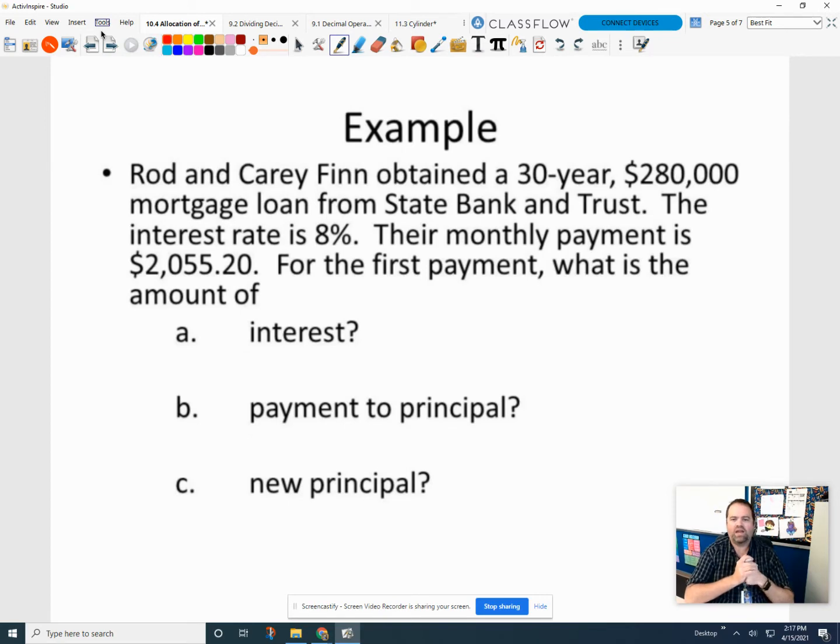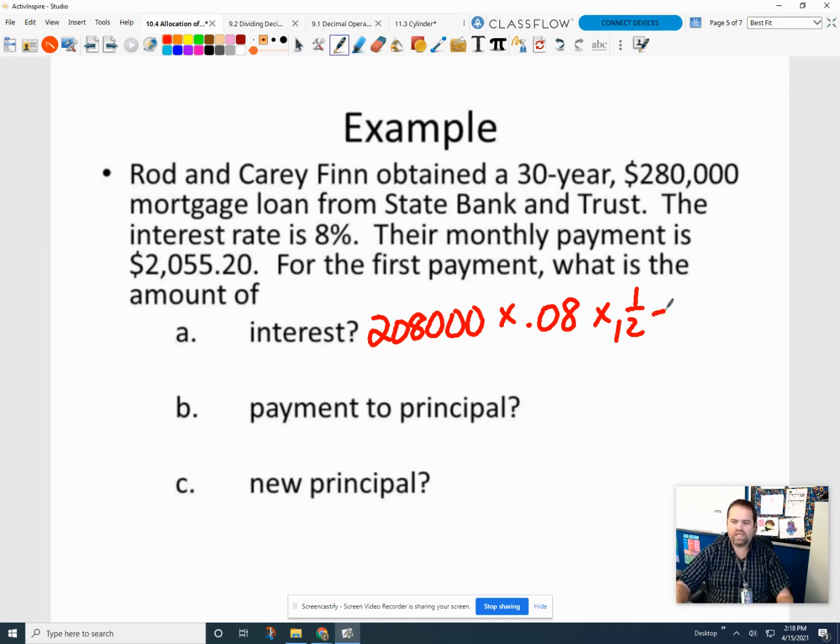All right, so Rod and Carrie obtained a 30-year, $280,000 mortgage loan from State Bank and Trust. The interest rate is 8%. That's important. The monthly payment is $2,055.20. So let's just assume this is their first payment ever. They borrowed $280,000. So $280,000 times our interest rate of 0.08 times 1/12, or like I said, I just divide by 12 at the end there. So that is going to calculate our interest.